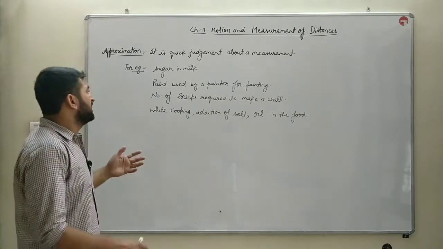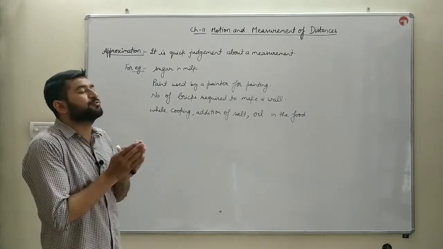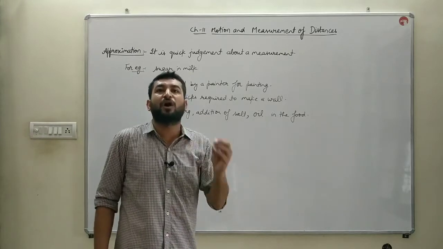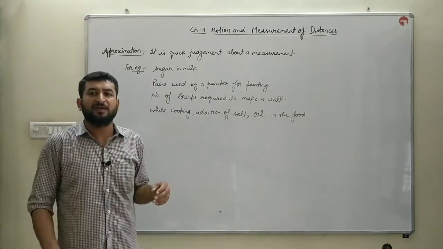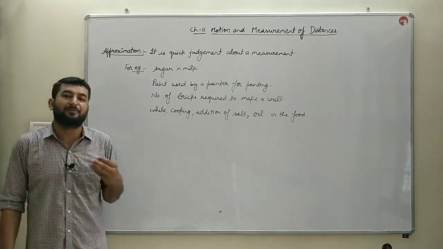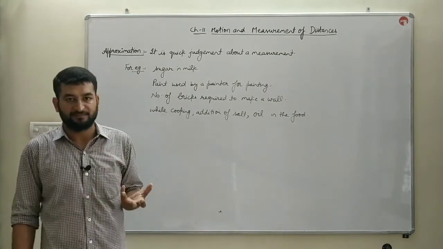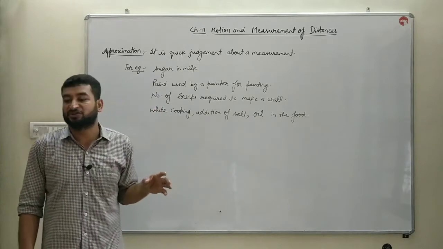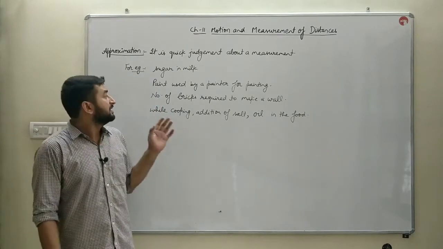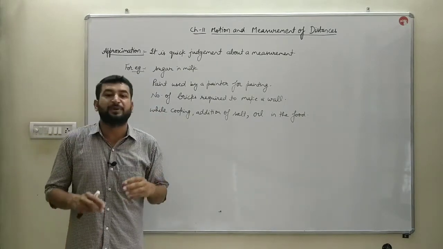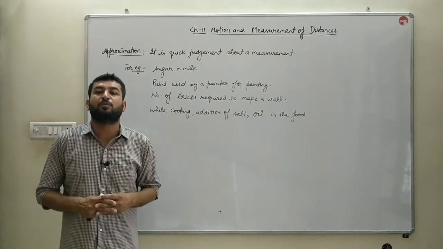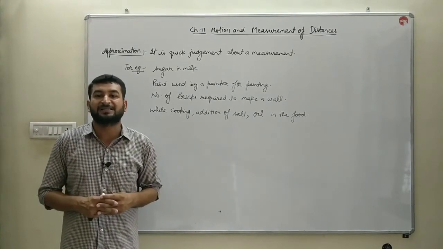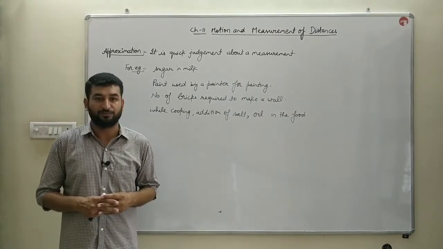Next thing, bache, paints used by the painter to paint a wall or for painting a particular thing is just taken as an approximation, a judgment. He cannot tell you that 50 gram or 50 ml of paint is required for that. Next, the number of bricks required to make a wall is also taken as an approximation value.